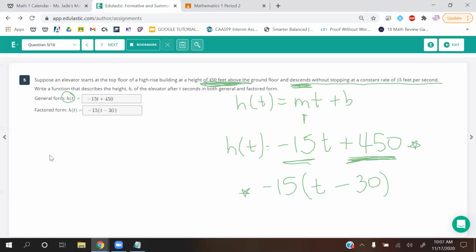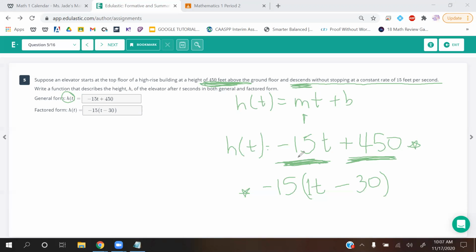Wouldn't I need to divide negative 15 by negative 15 also? So I divided the negative 15t by negative 15. And so when you divide that out, yes, you get 1t, which is the same thing as just regular t over here. So yes, you are right.